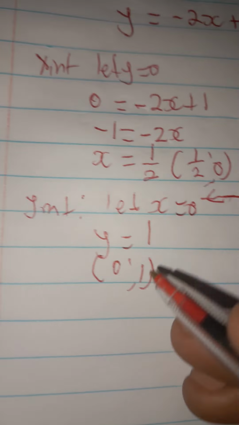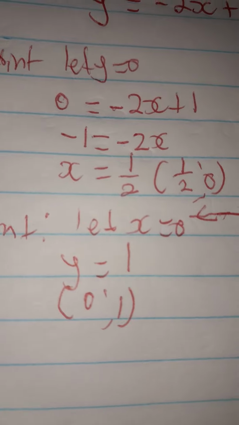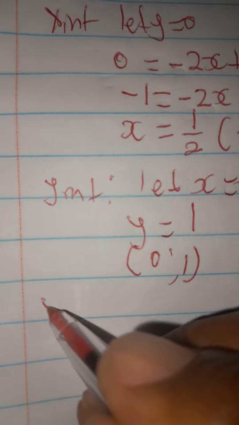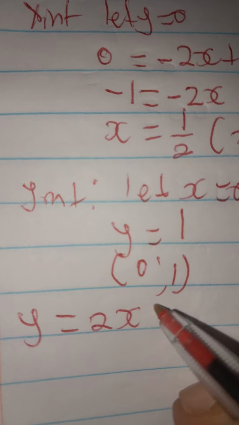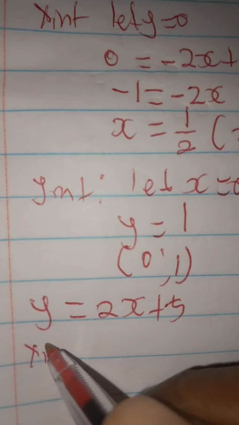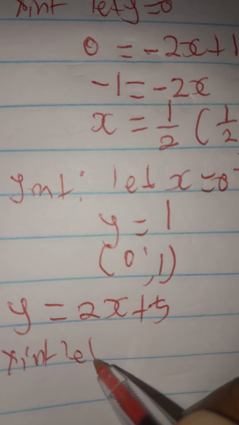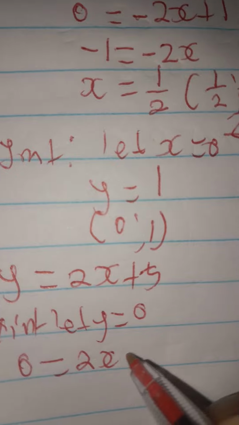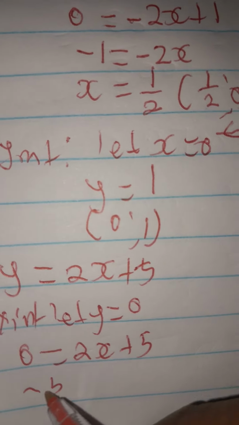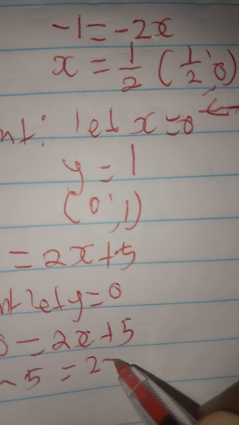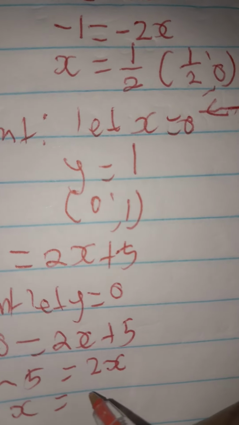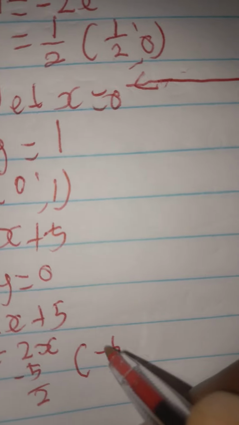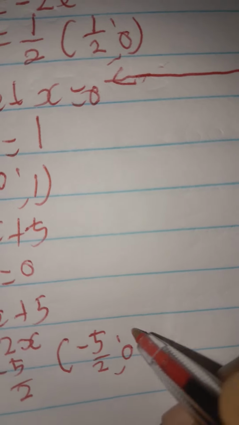Okay, so another one, remember another graph that we were given there, it was y is equals to 2x plus 5. So in this case, also the x-intercept, you let y be 0. So we are going to say 0 equals 2x plus 5, then take 5 to the other side, it becomes negative 5. Then we divide both sides by 2, we are going to have negative 5 all over 2. So this will be the x-intercept, negative 5 all over 2 and 0.